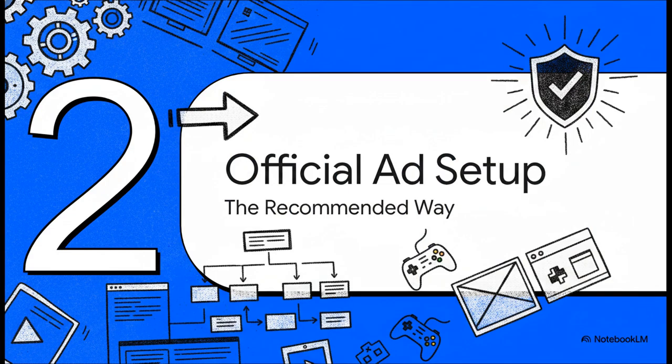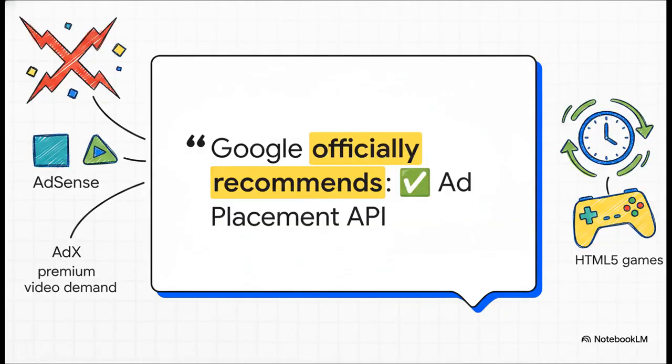Moving right along to Section 2, the official ad placement setup. Now that we've defined the platforms, let's look at the definitive solution. First off, avoid manual GPT interstitials. Do not use standard defined slot functions, and definitely absolutely avoid trying to duct tape custom video SDKs into your web games. The silver bullet here, officially recommended by Google, is the Ad Placement API.